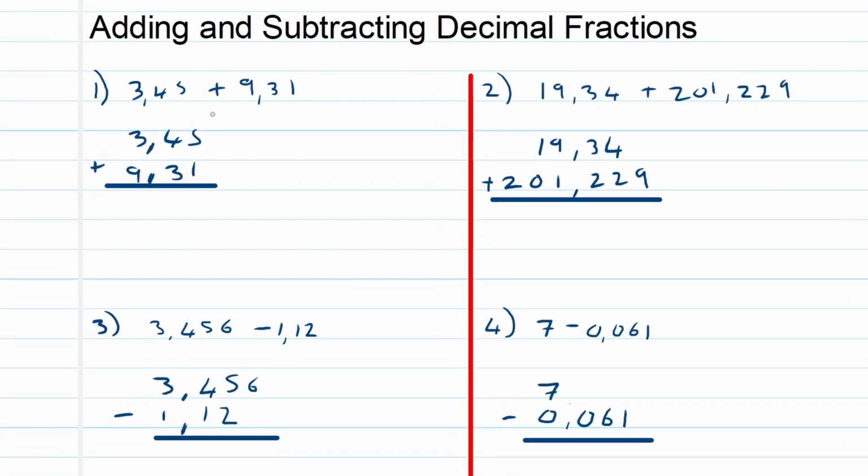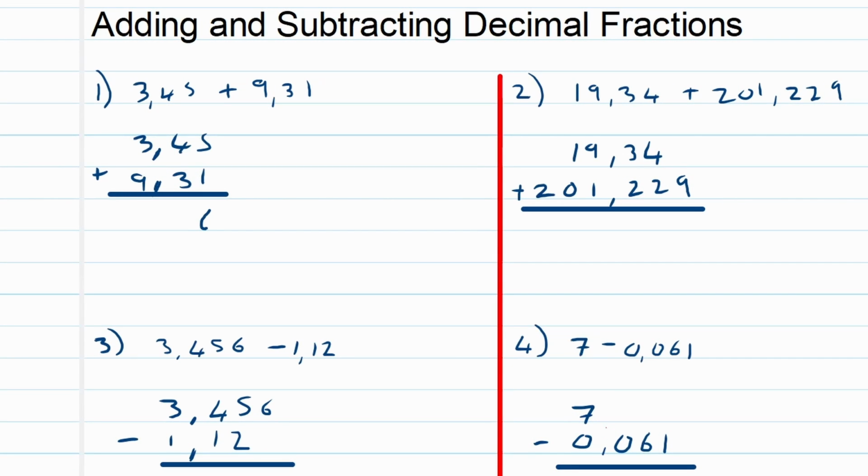Okay, let's look at the first example. 5 plus 1 is equal to 6. 4 plus 3 is equal to 7. The comma, we just put it where it is. And 3 plus 9 is equal to 12. That's our first example done.